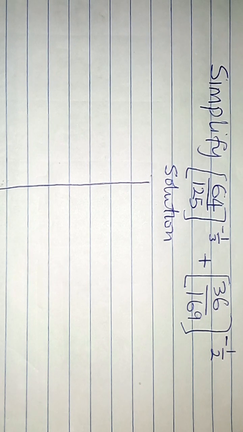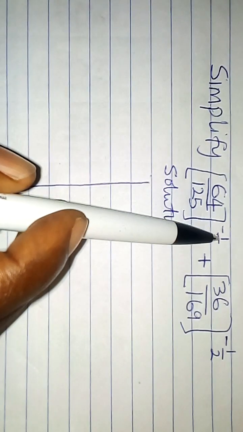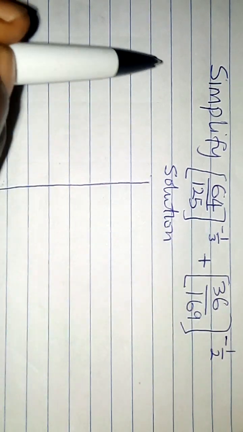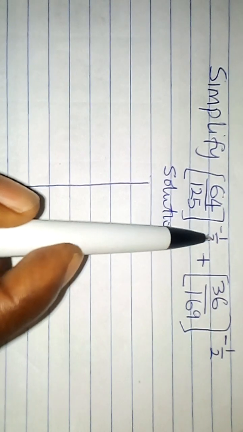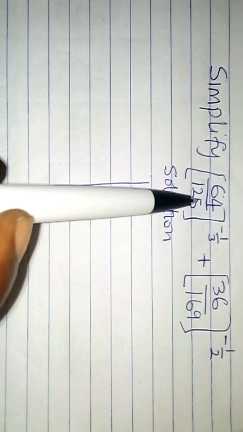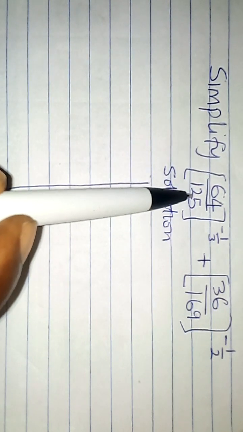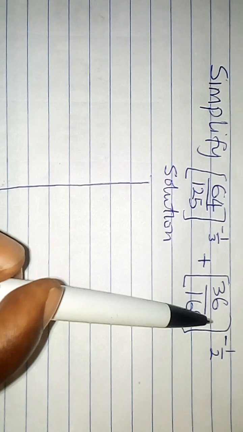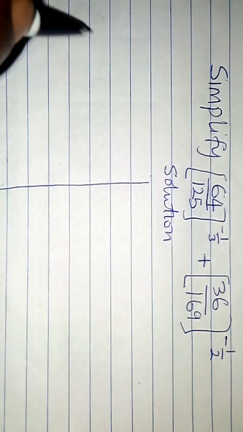Looking at the problem, we are asked to simplify. So let us begin. You can see here, this means inverse. This also means inverse. So before we do anything, let us first of all remove the inverse. How do we do that? It simply means that we are going to take the bottom number to the top and the top number to the bottom in order to remove this inverse. The same thing is applicable to this other side. So let us do that.